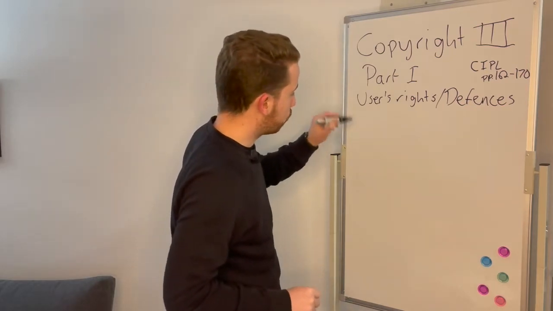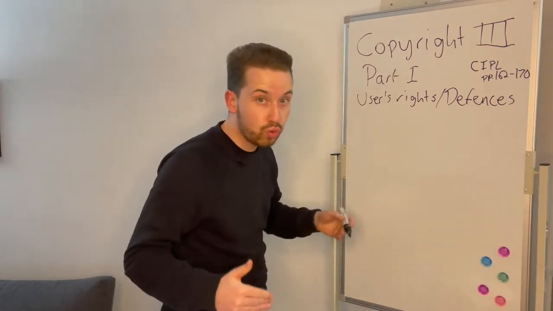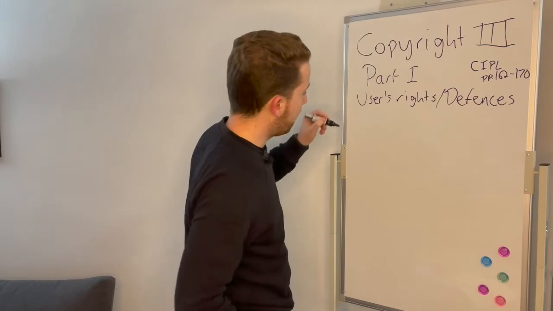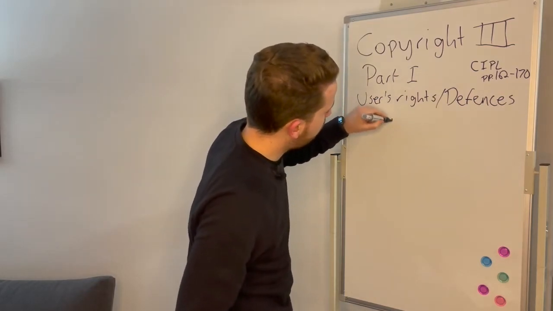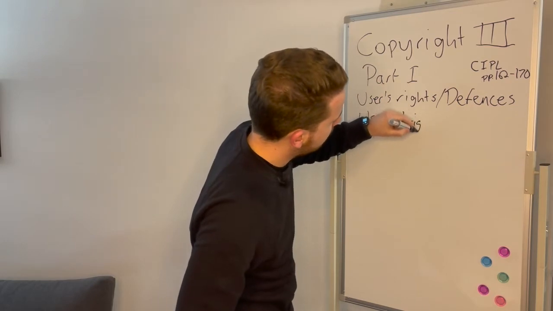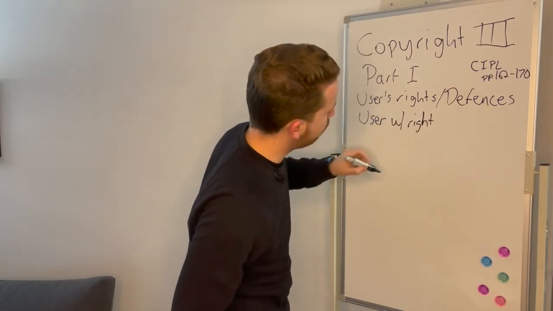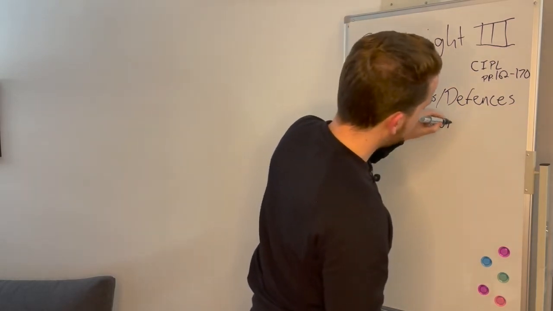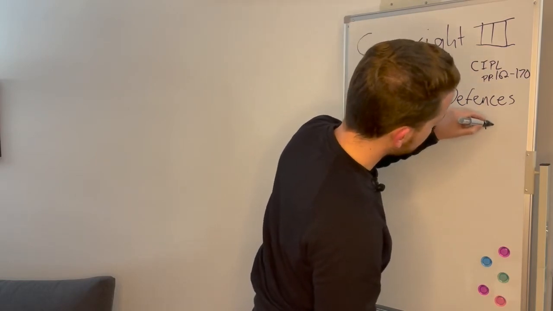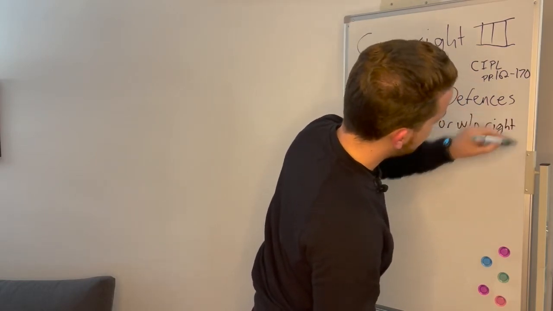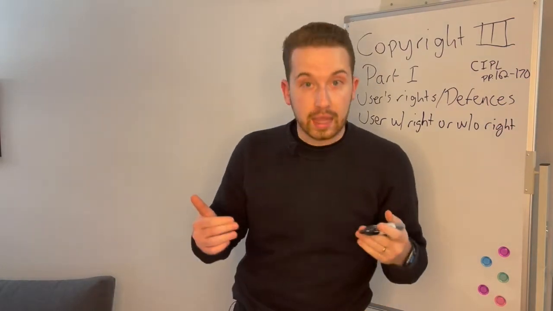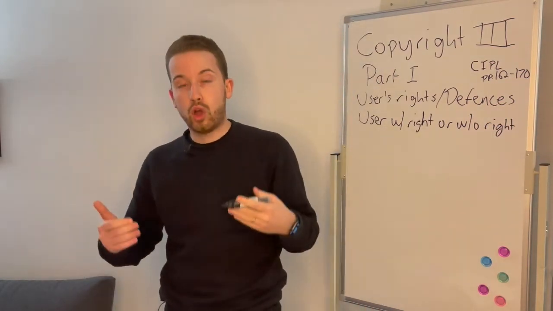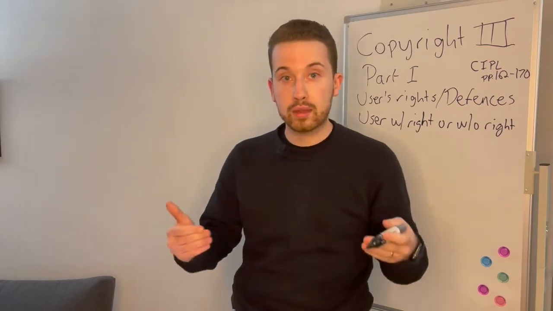So we'll draw a distinction here between 2 types of people. We'll call them a user with a right, and perhaps a user without a right. What's important here is that the word we're using is user. It's not licensee, it's not person that was authorized, it's user.